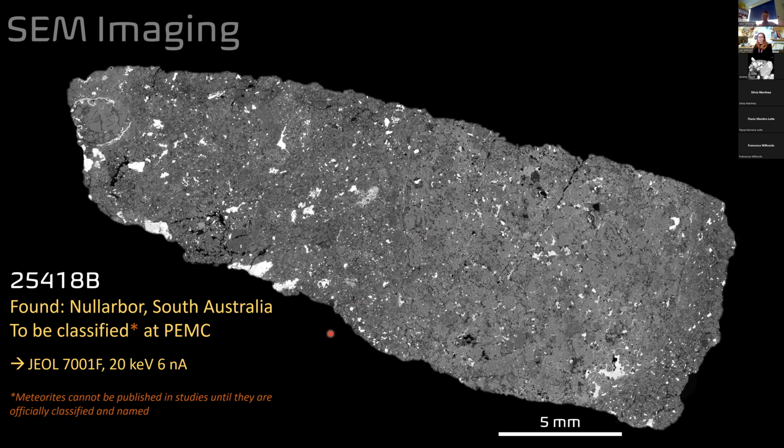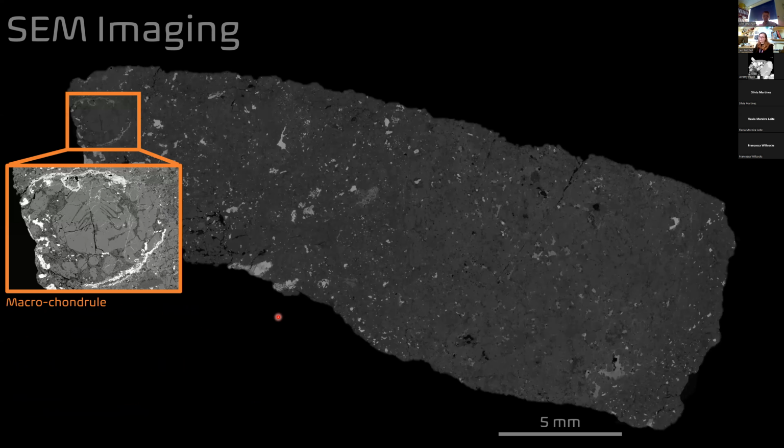So what we're able to find in this one is we've got this nice big macrochondrule. Basically a macrochondrule is just a chondrule that's big. This one's, I think, about 4 to 5 millimeters across. It's enormous. And that's a whole other problem that we've got to deal with in the future, is trying to understand how that happens.